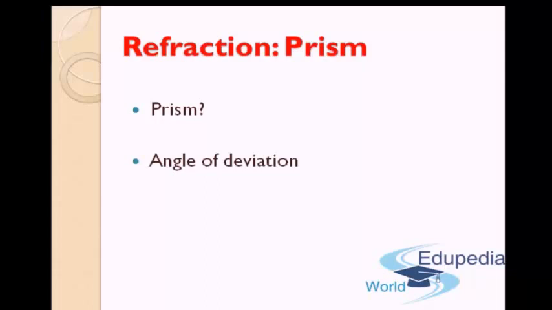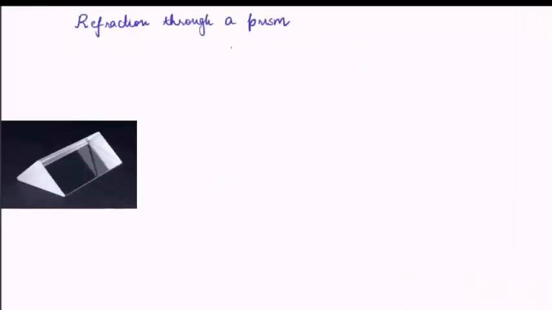So let us see this in detail. In today's lecture we will focus on refraction through a prism. To begin with, we need to understand what a prism is. Only then can we dive deep into refraction through a prism.